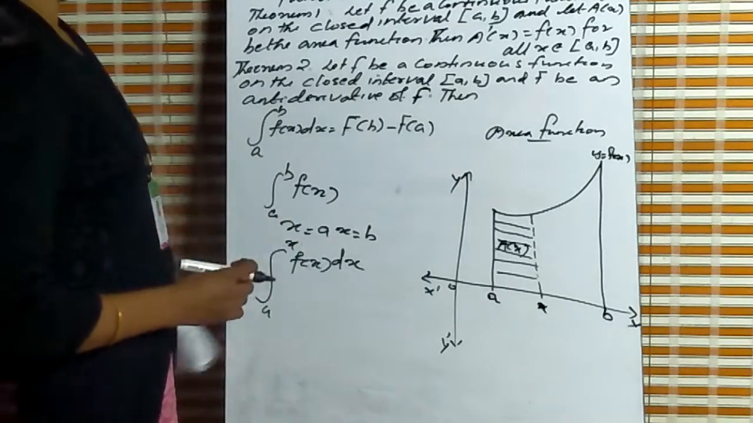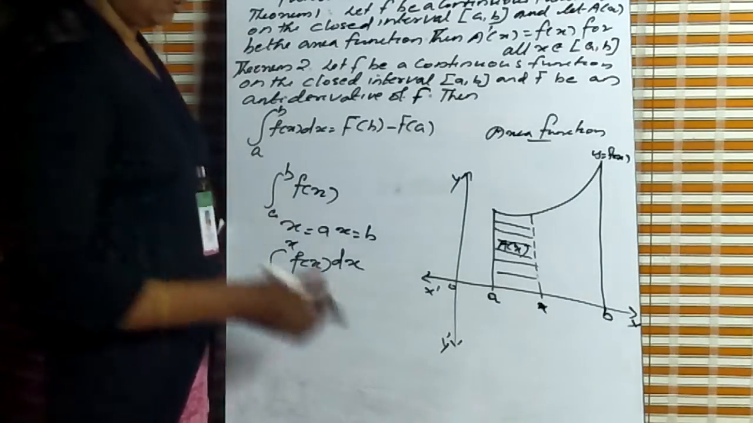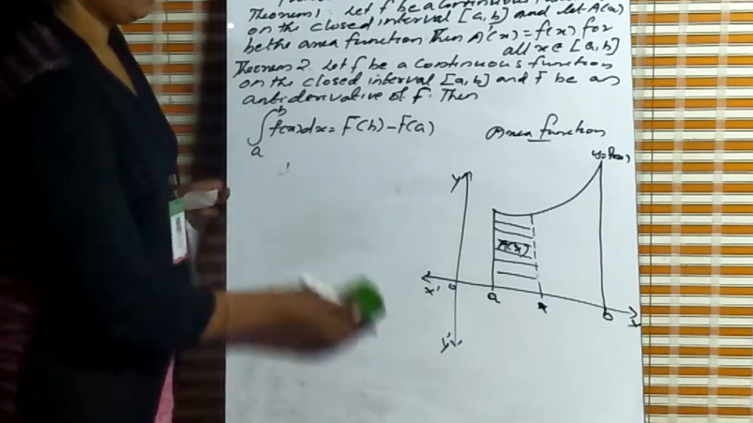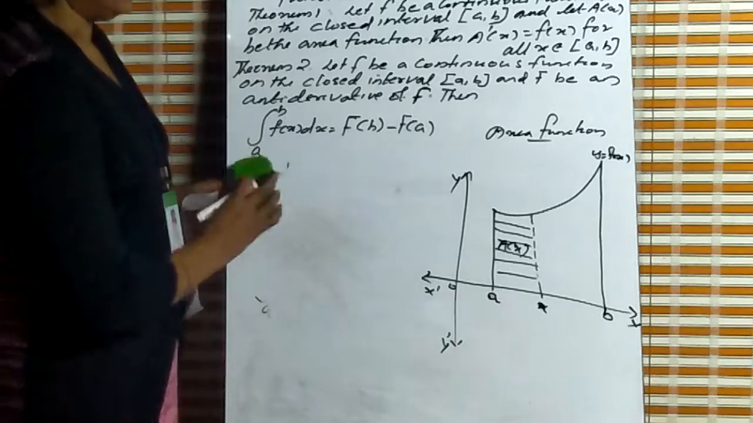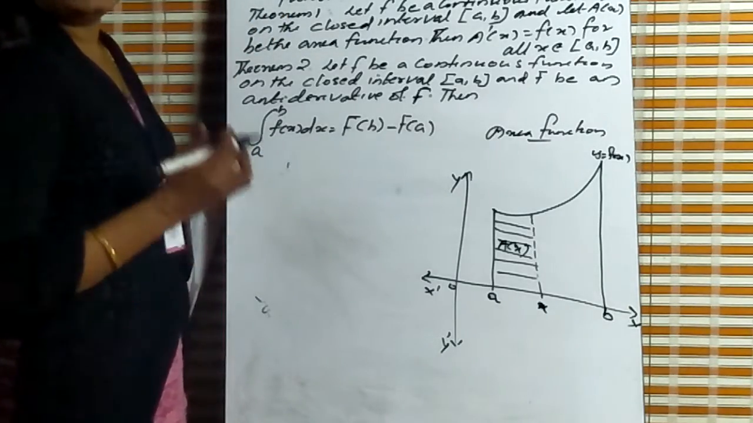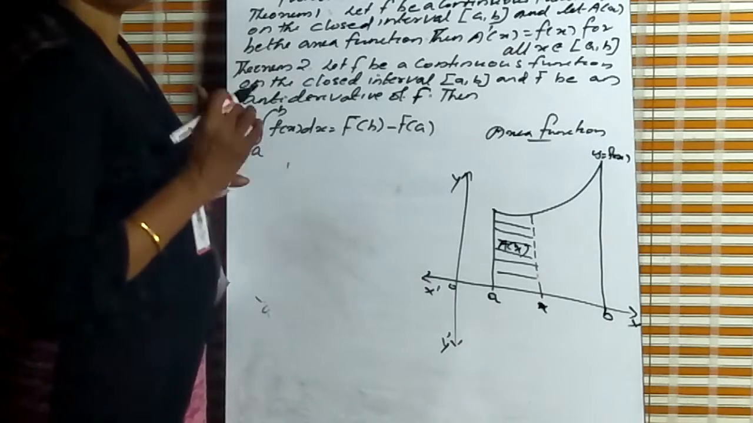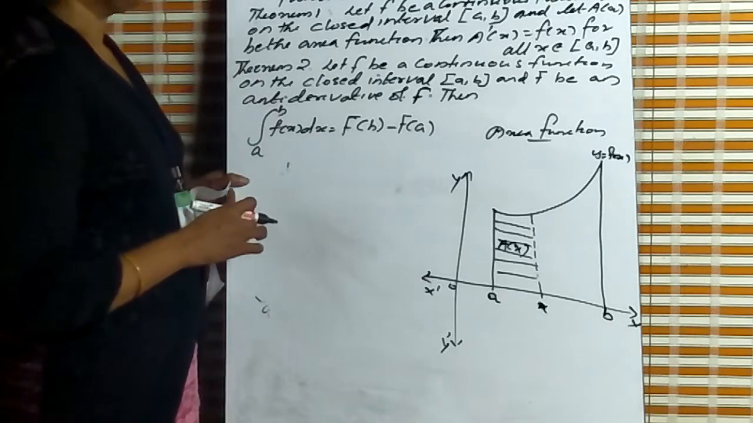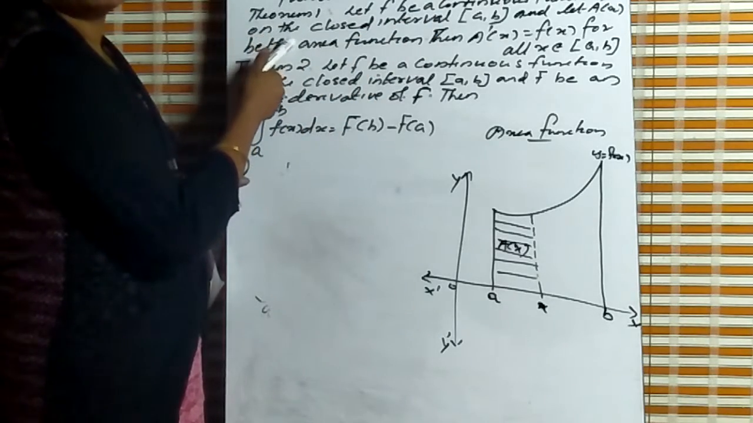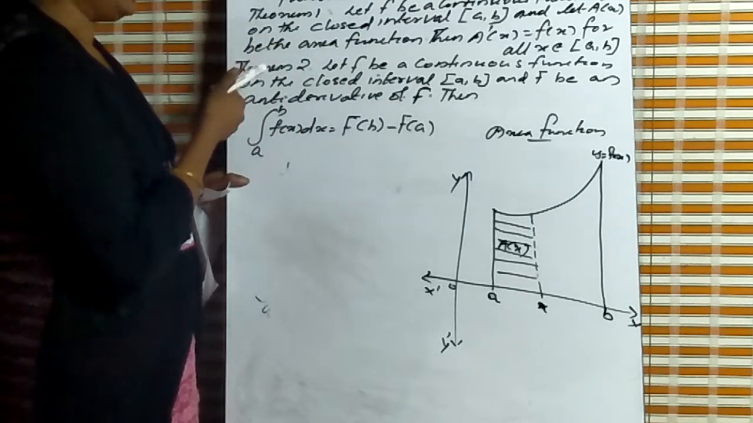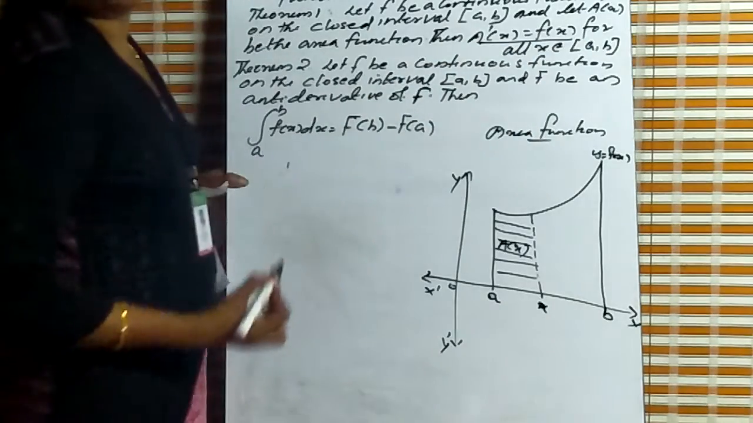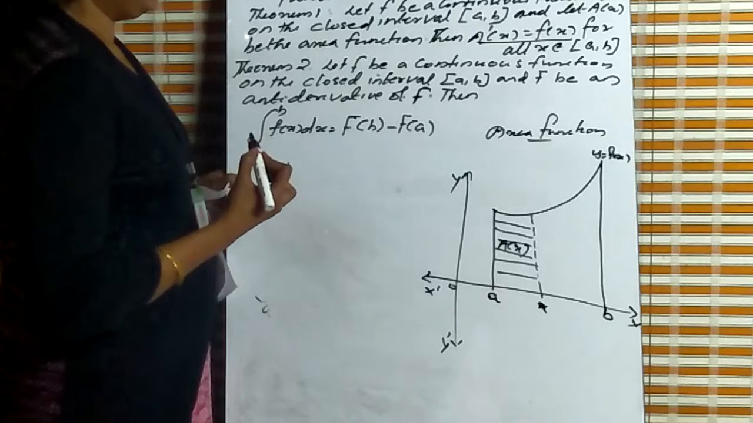Then we have the fundamental theorem of calculus. Theorem 1: Let f be a continuous function on the closed interval [a, b] and let A(x) be the area function. Then A'(x) equals f(x) for all x in [a, b].